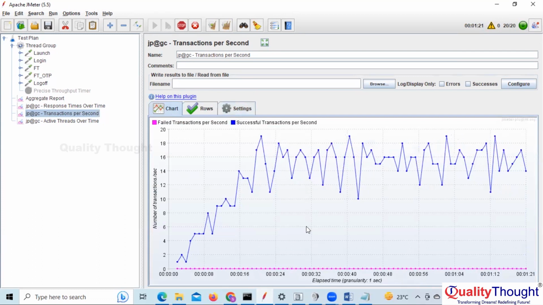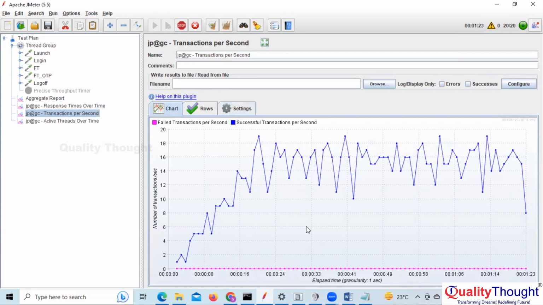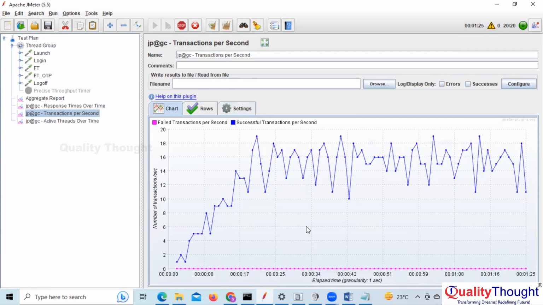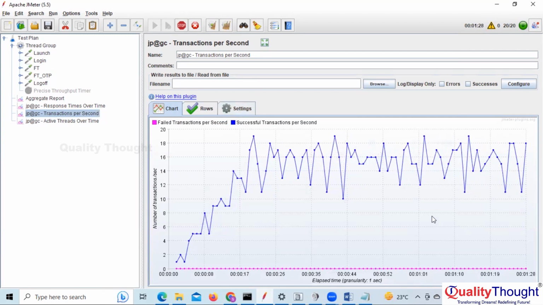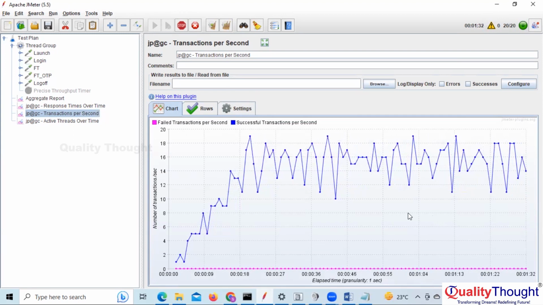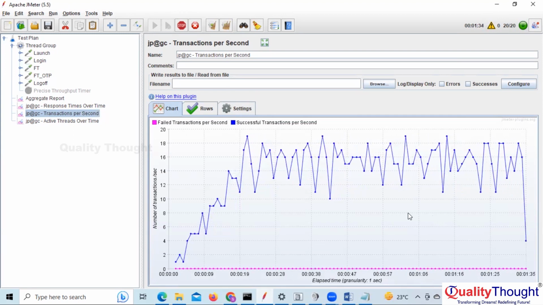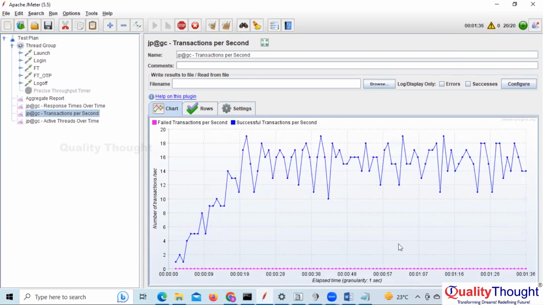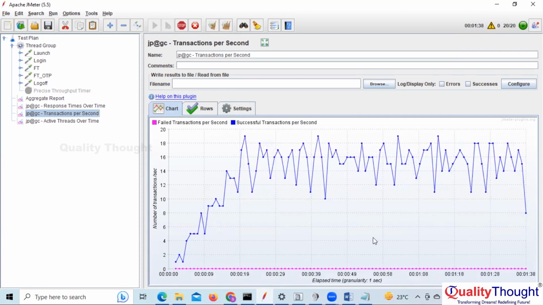you are getting overall TPS now. And now tell me what is my TPS. How much is it achieving? 16, sir. 16 around. Yeah, around 16. 16, right? 18. Yeah. Okay, fine.